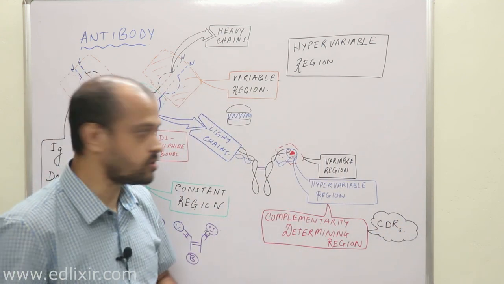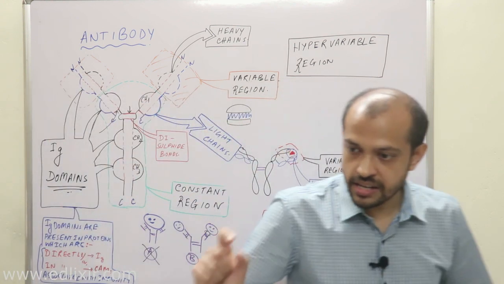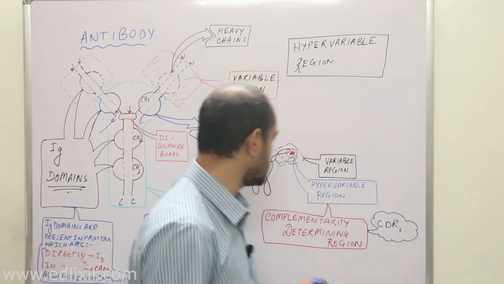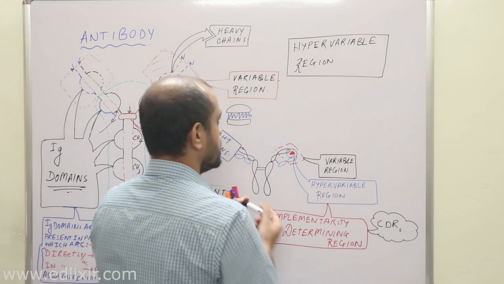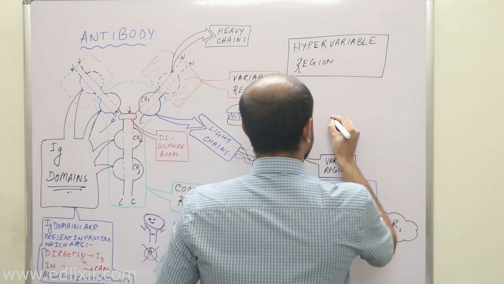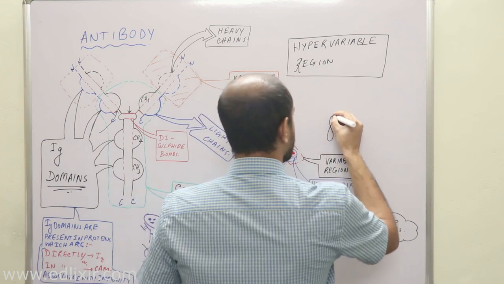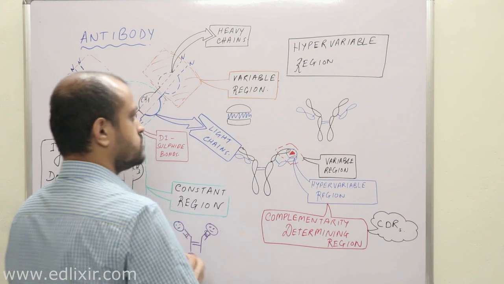Now listen with all your attention. Actually, there are 3 CDRs present in an antigen binding site. A very important point you need to understand is this. Suppose I draw like this, this is your antibody.